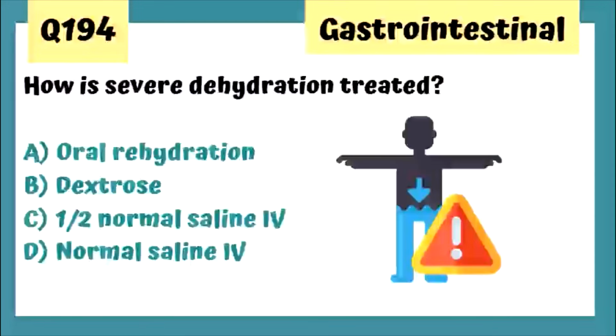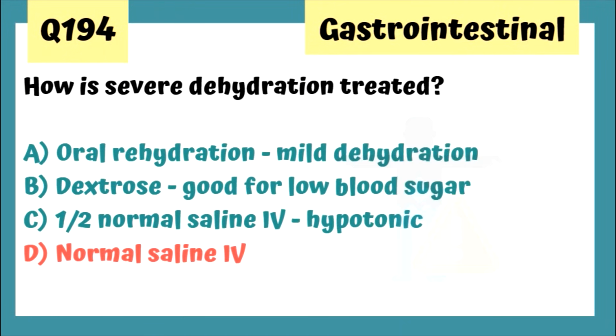Question 194, how is severe dehydration treated? This is with normal saline IV. Dextrose would be good for low blood sugar. And oral rehydration is only for mild dehydration, but in severe dehydration, we want to get it IV.